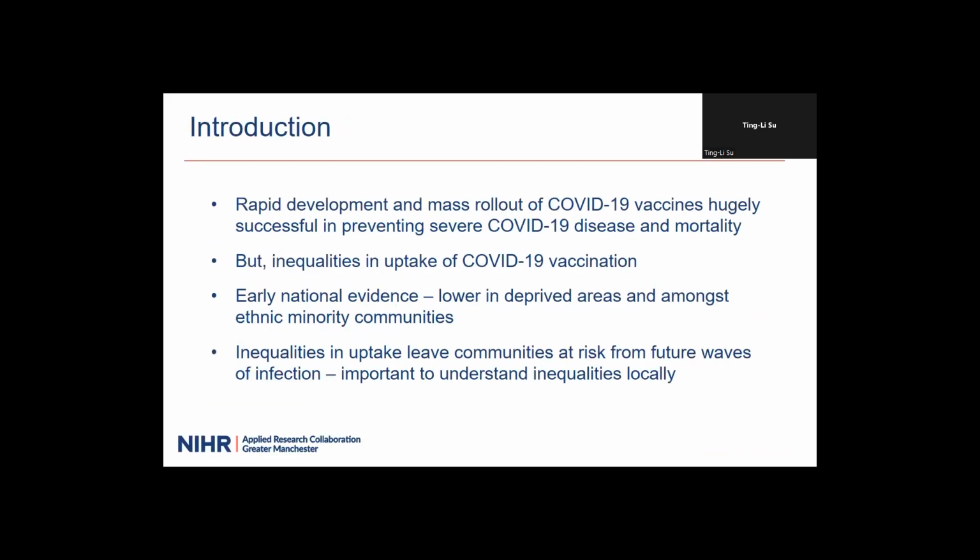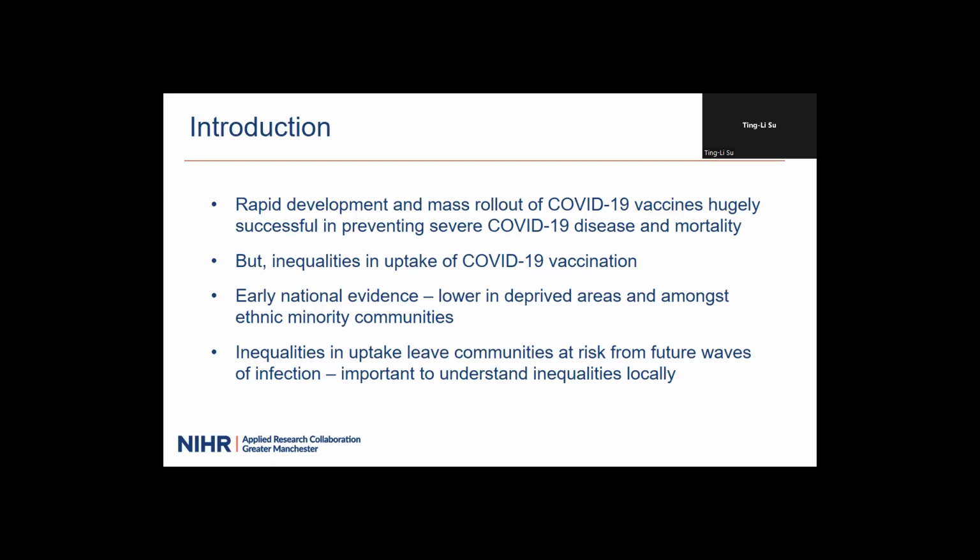This hardly needs any introduction at this point, but just a quick overview of the COVID vaccines and the rollout. The rapid development and then mass rollout of the COVID vaccines has been hugely successful in preventing severe COVID illness and mortality, despite these ongoing waves of mass infection. But something we all also know at this point is there have been inequalities in the uptake of COVID vaccination, same as there are inequalities in most types of preventative medicine and most new healthcare innovations.